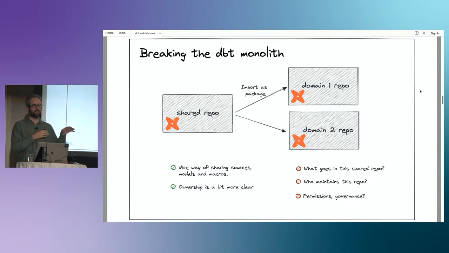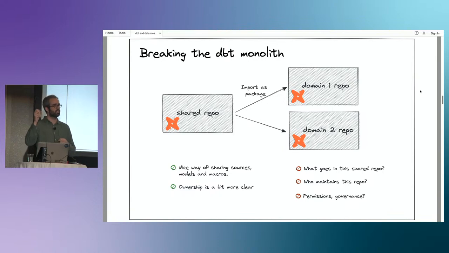And this is starting to look a little bit closer to data mesh, as we will see later, right? So you have this shared DBT repository, and this is a central DBT repo. And this is still maintained by a central data team. And what this central data team does is that they provide some sort of sources, models, and macros that can be reused across these different domains, right?